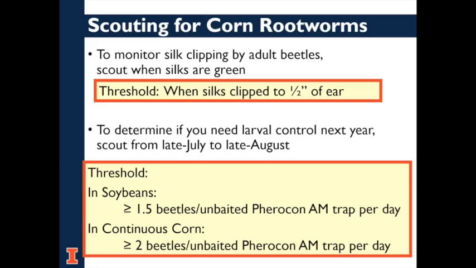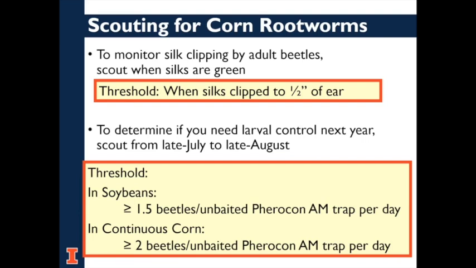If you're scouting in soybeans and you find 1.5 or more beetles per unbaited sticky trap per day, you can apply a control to prevent larval injury the following spring. If you're scouting in continuous corn and you find 2 or more beetles per unbaited sticky trap per day, you can apply a control to prevent larval injury the following spring.